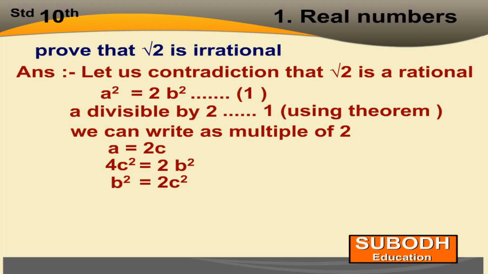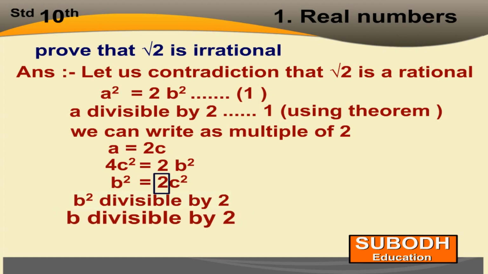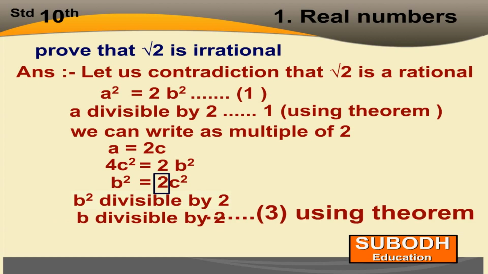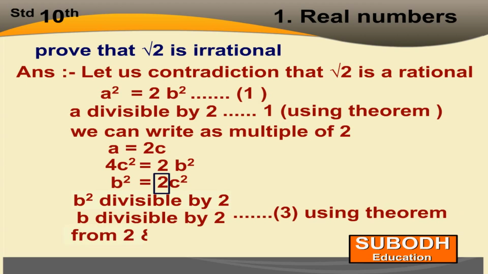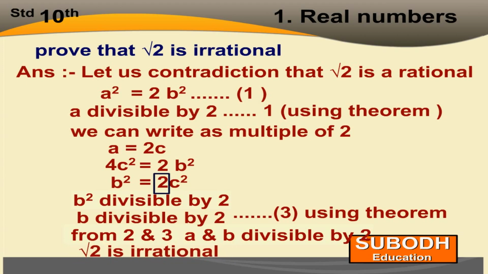2 is a factor of b square. Therefore, b square is divisible by 2. So, b is divisible by 2. This is equation number 3. Using the theorem, from the second and third, a and b are both divisible by 2. Therefore, a and b are not co-prime numbers. Therefore, our assumption is wrong. Therefore, root 2 is an irrational number.